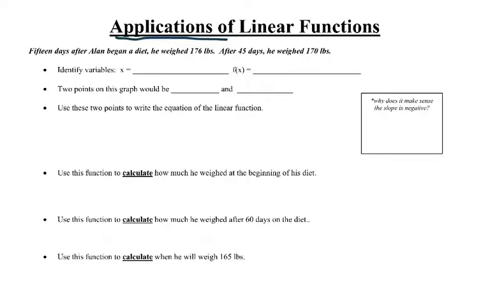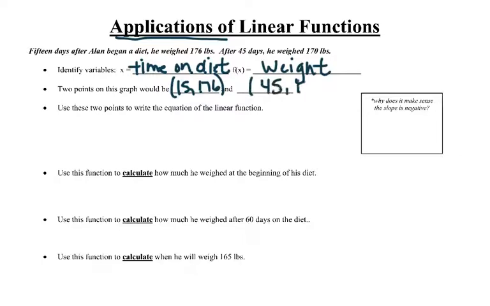Remember how X and Y work. X is your independent variable, and then the Y depends on the X. So in this situation, I believe X is the time on the diet, and his weight is dependent on how much time he's on the diet, right? So two points on the graph would be (15, 176) and (45, 170).